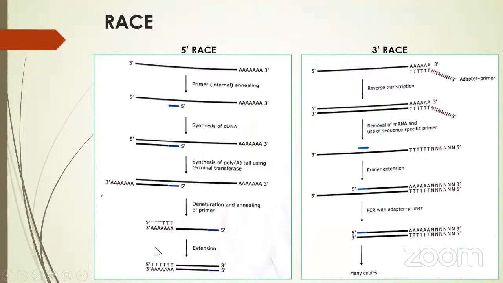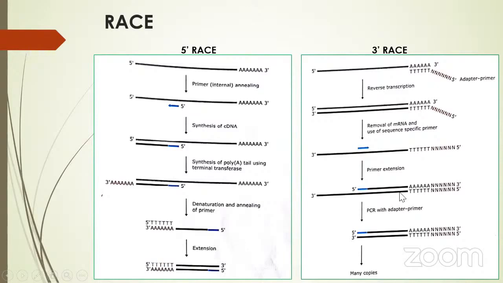We have added a poly A so that we can get a region from where we can design a forward primer. Now this region is amplified. See, this region is amplified. Now you can sequence it and get to know what the region is.